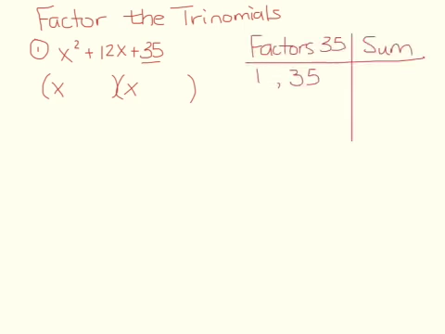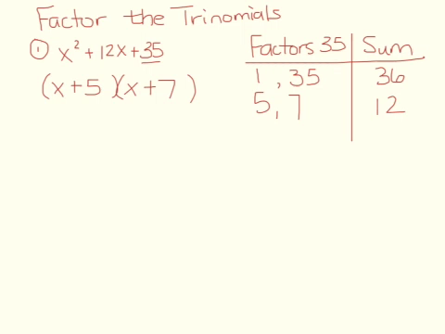So one set of factors of 35 is 1 times 35, but that sum is 36 and not 12. So we've got to think of other factors of 35. So two other factors of 35 are 5 and 7, and that sum is 12. So those are the factors of 35 that we want, and we wanted a positive 12. So the factored form of this trinomial is x plus 5 times x plus 7.